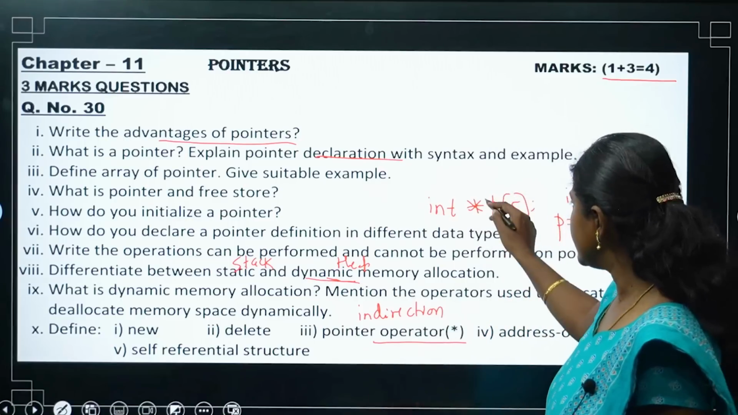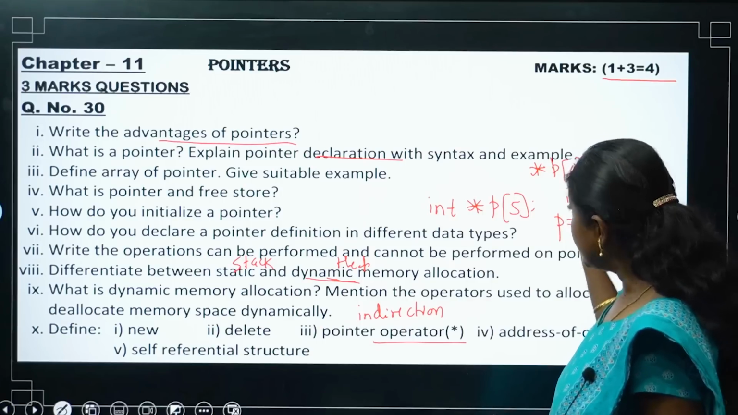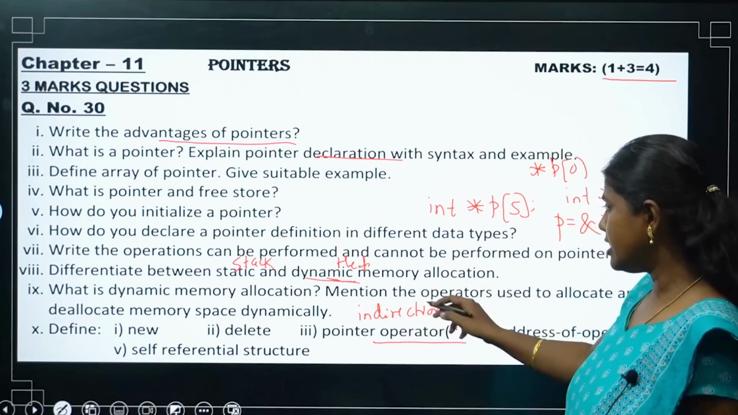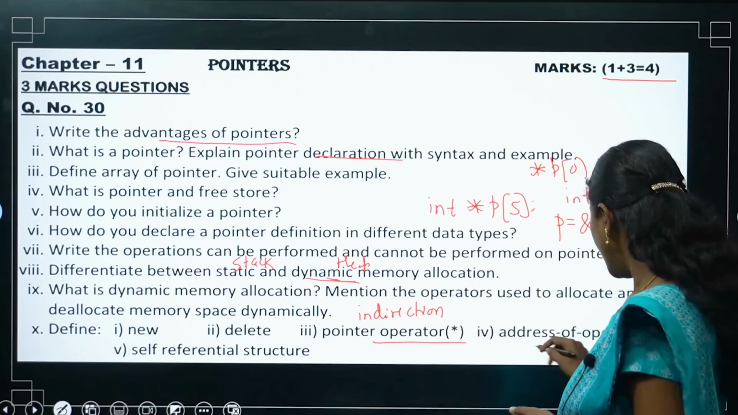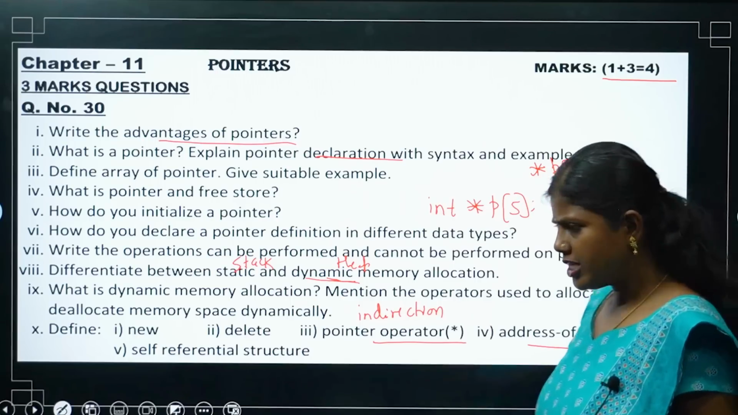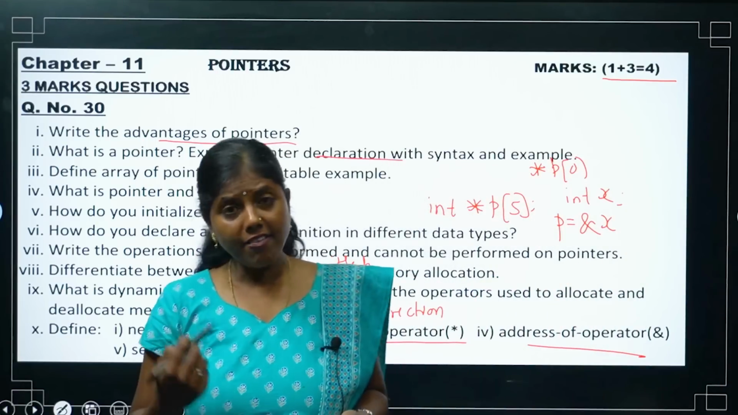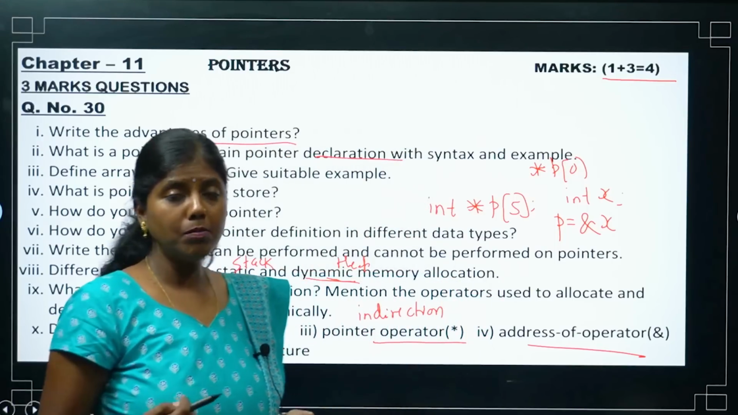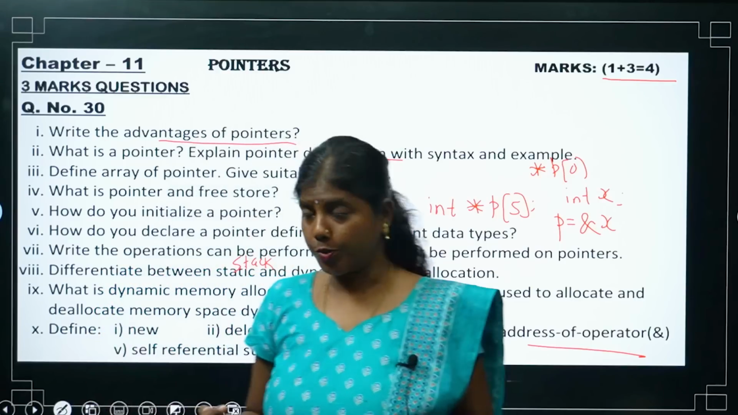Pointer declaration is this. If I just write it, what is star p here? It gives you the content of the pointer. What is the value stored in that address? That is the indirection operator. This symbol I'm telling you. Address of operator, reference operator is the same only. Self-referential structure: a self-referential structure is basically a structure having a member that can point to itself.